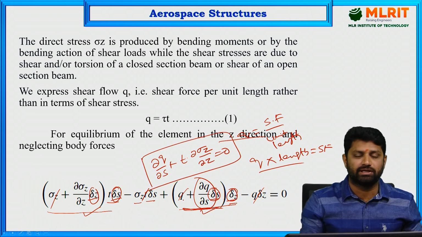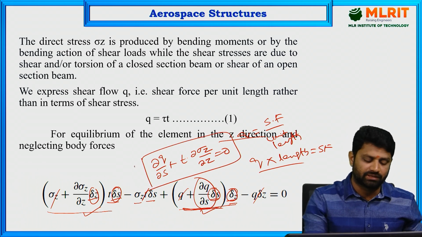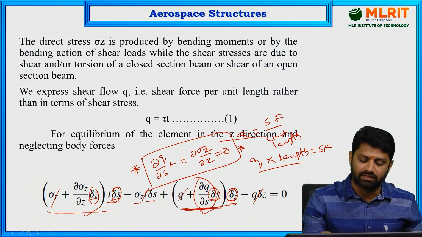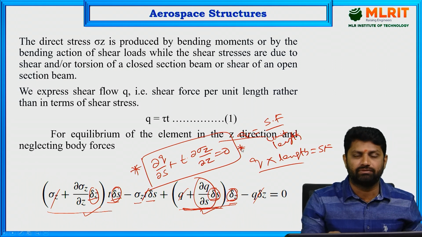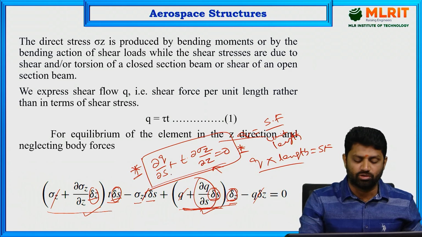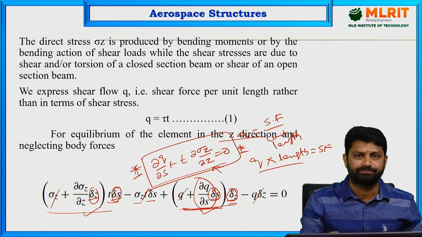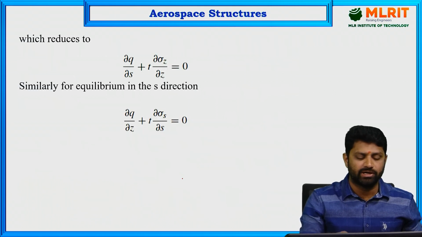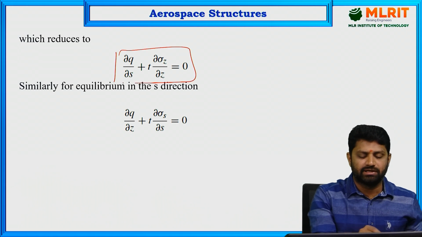This is a very, very important equation, and one must remember it, because in the next session we are going to derive the shear flow in open section beams formula. So the shear flow in open section beams formula starts with this equation. Again, you should not worry about where we get this equation from. We got the equation by considering the equilibrium in z direction, and we are going to use this equation to find the shear flow in open section beams. So it's a very, very important equation: ∂q by ∂s plus t into ∂sigma z by ∂z equal to 0. That's what to remember.